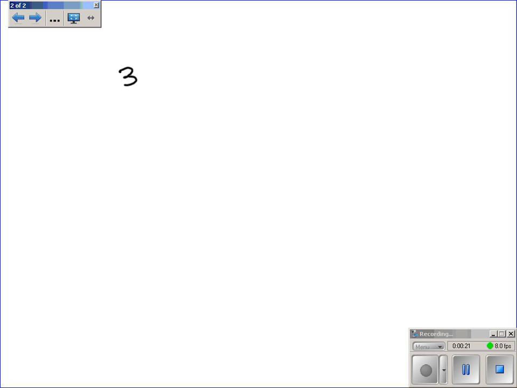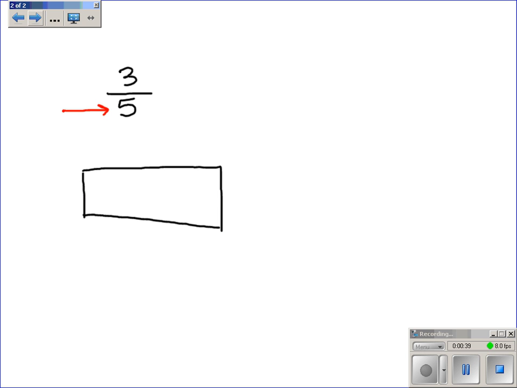Let's say we have a fraction like 3/5. What that means is you have 3/5 of some whole. So I will draw a rectangle that represents my whole. I prefer rectangles over the circles. And that whole is divided up into 5 equal parts.